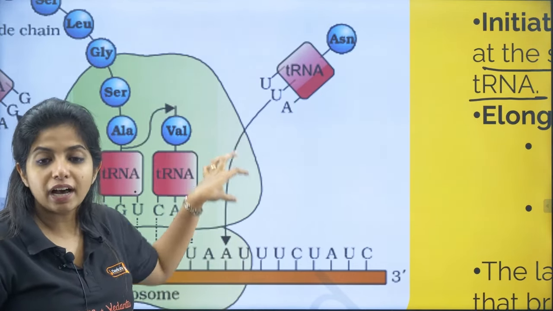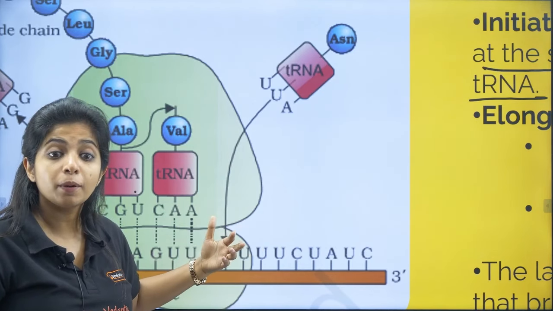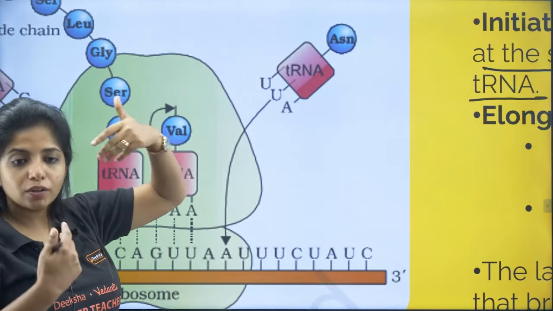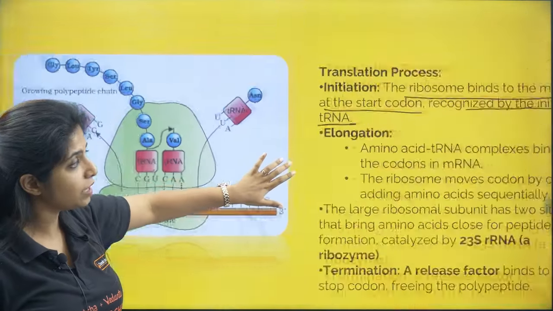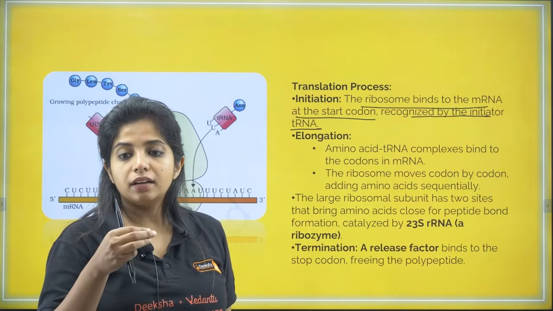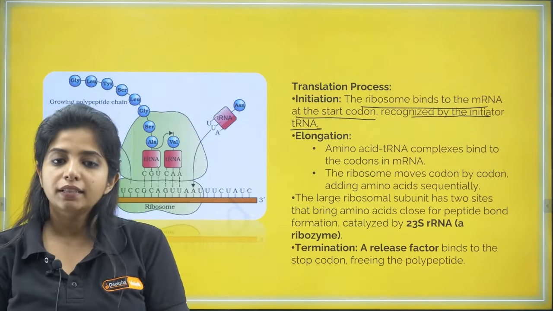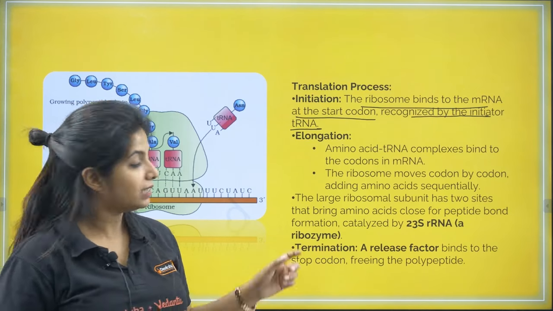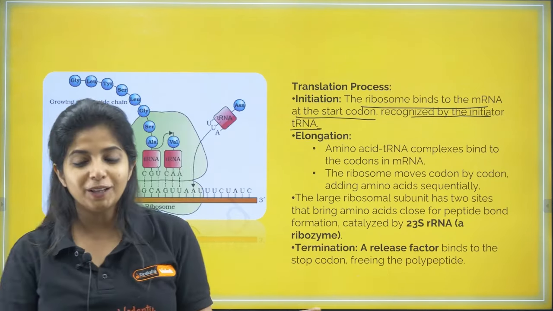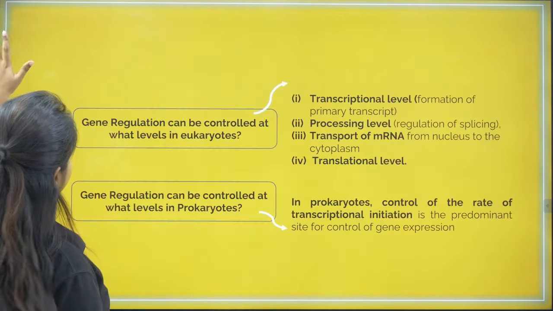Okay, and now when it reaches the last stop codon, it will stop the process of translation. No other tRNA will come over here and bind. Okay, instead what will come and bind? A release factor will come and bind such that the whole polypeptide chain goes off free. So termination happens like that over here. Elongation means amino acid containing tRNA will come, and now they will form bonds with the help of the enzymes out there. Okay, and later in the case of termination, a release factor binds to the stop codon, freeing the polypeptide which is being formed, and that is how translation also gets completed.